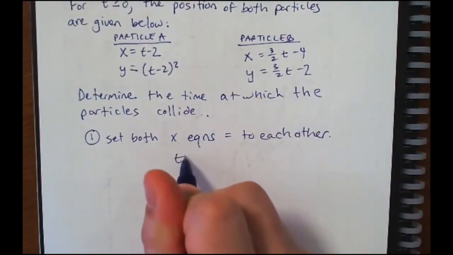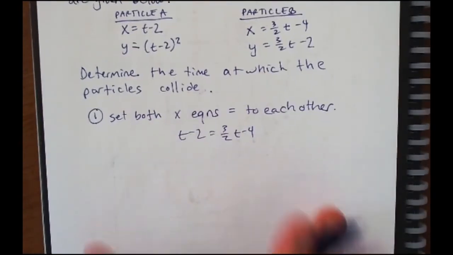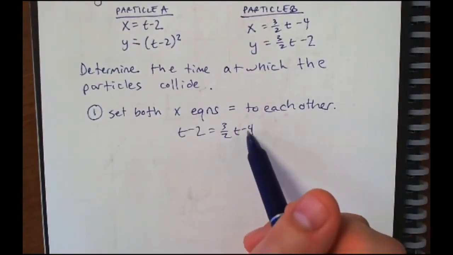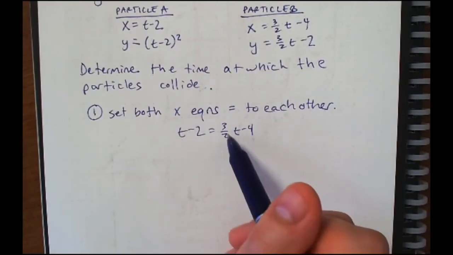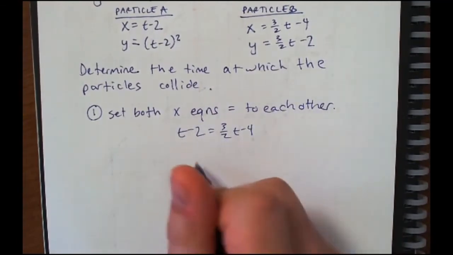Like we want to find out what time the x's are the same. Okay, so in this case, I get t minus 2 equals 3/2 t minus 4. We're just going to solve for t. And so we can add 2, subtract 1.5t, and then divide. And what we should get here is t equals 4.